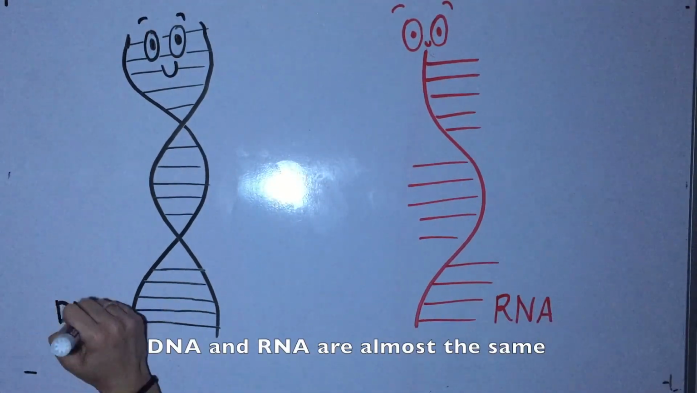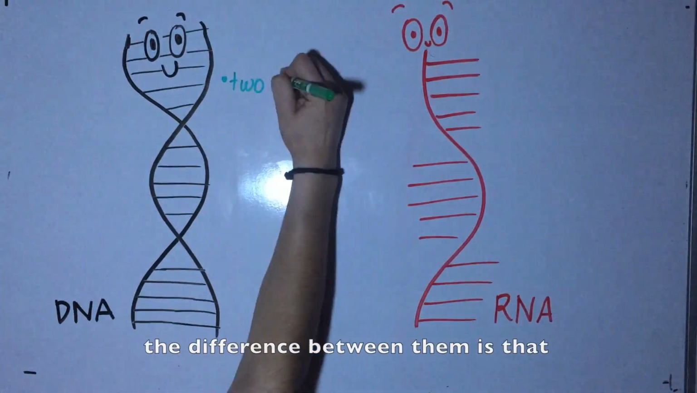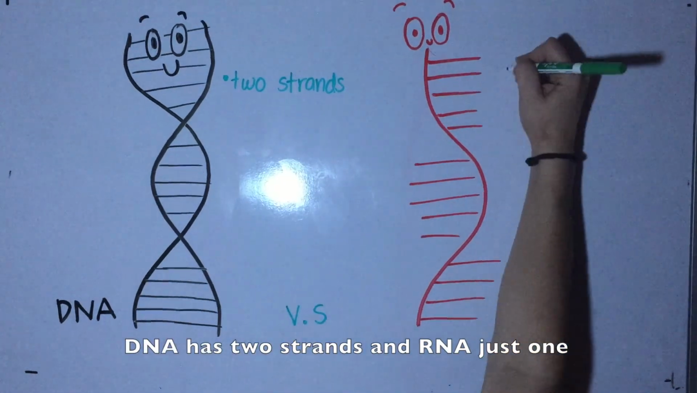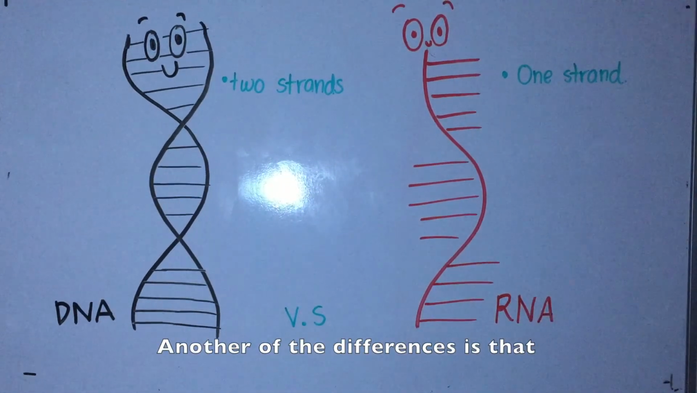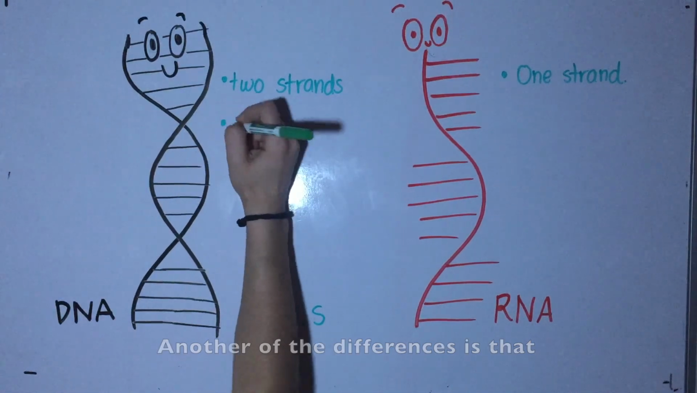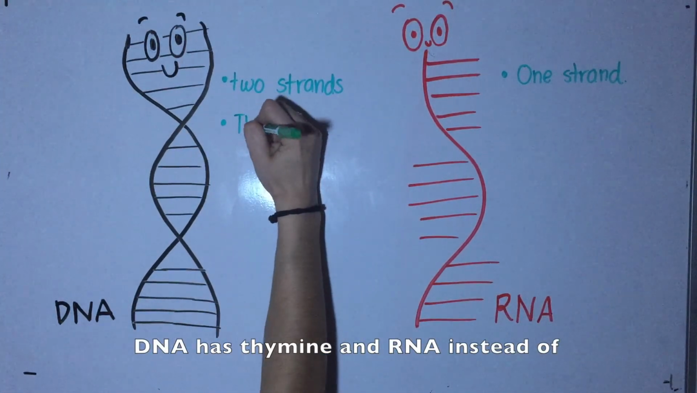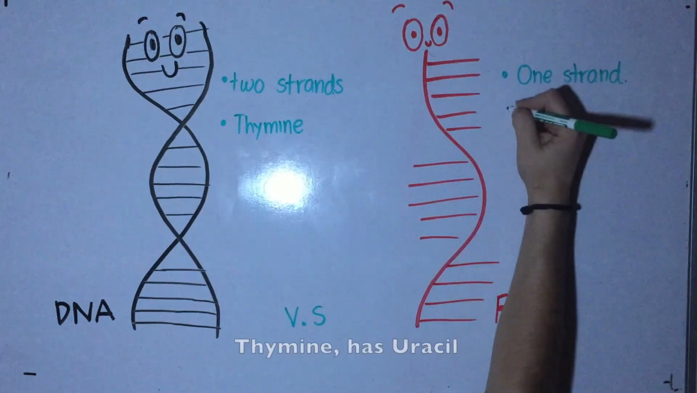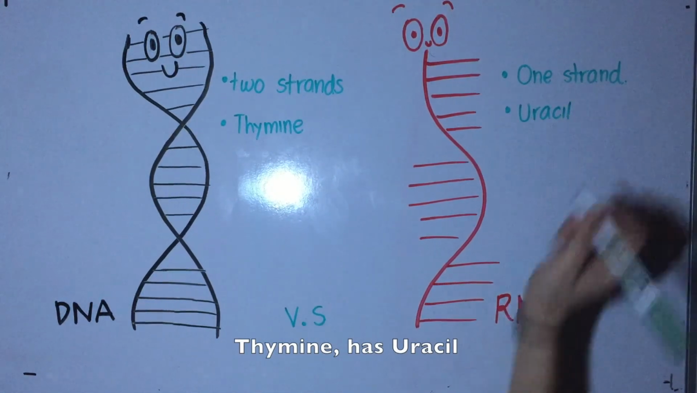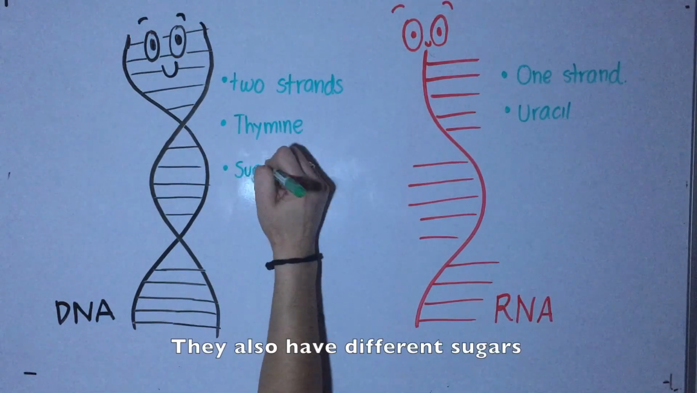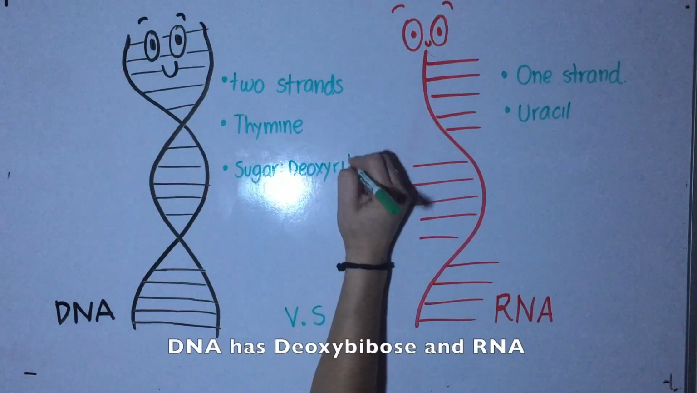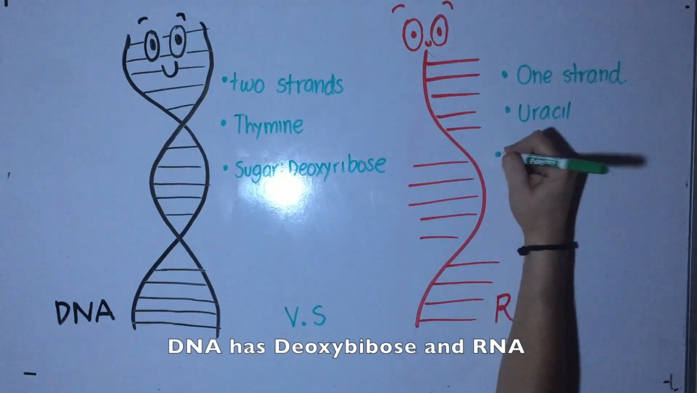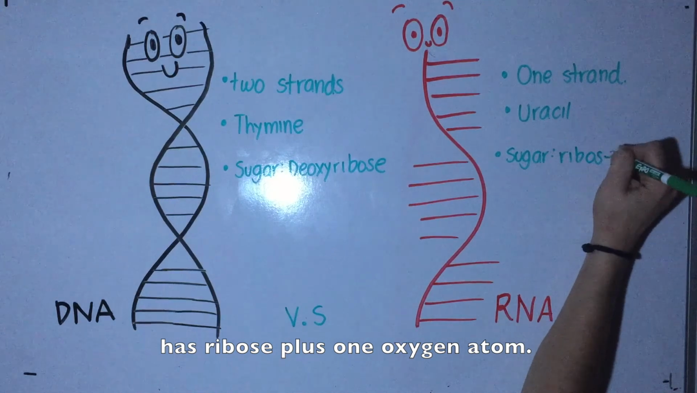DNA and RNA are almost the same. The difference between them is that DNA has two strands and RNA just one. Another difference is that DNA has thymine and RNA, instead of thymine, has uracil. They also have different sugars. DNA has deoxyribose and RNA has ribose, which has one more oxygen atom.